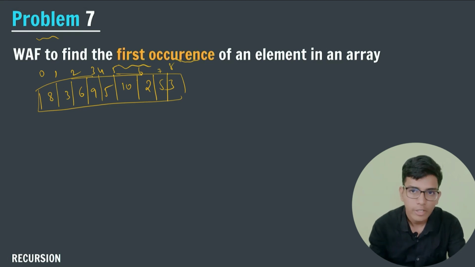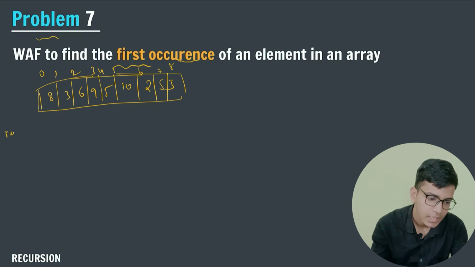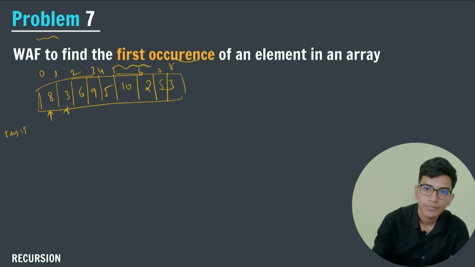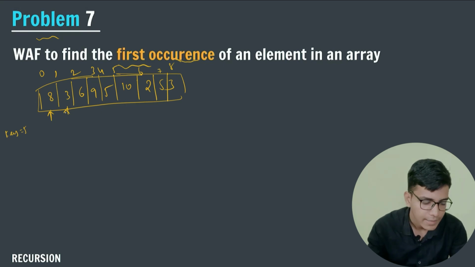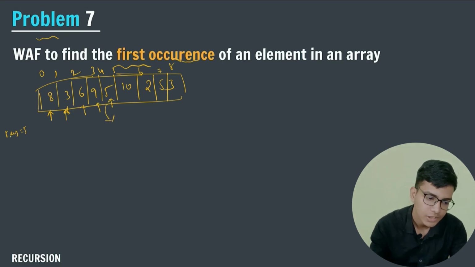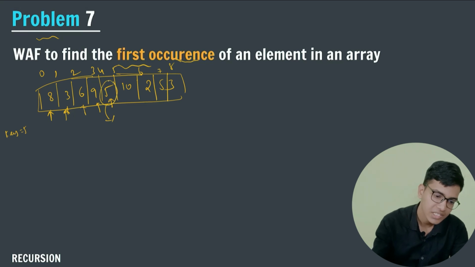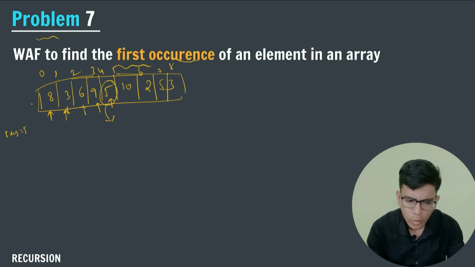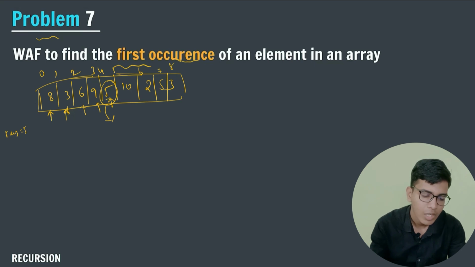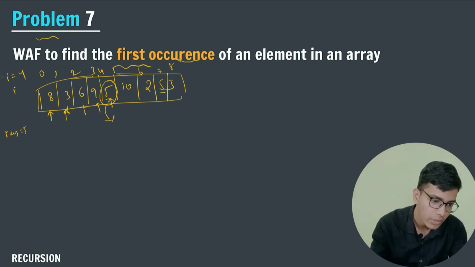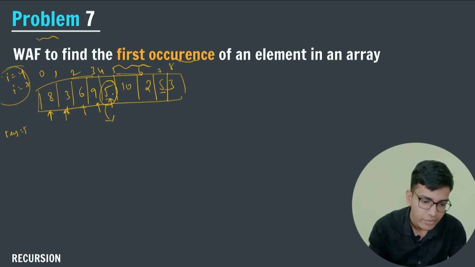Suppose the user has given me a key value, that is key is equal to 5. I will check at each point whether the given element is our key or not. If it is the key, then I will return my index. So here you can see that this is my first occurrence. In our whole array, we got 5 at 2 indexes, that is at i equal to 4, and at i equal to 7 we also got our element, that is 5.